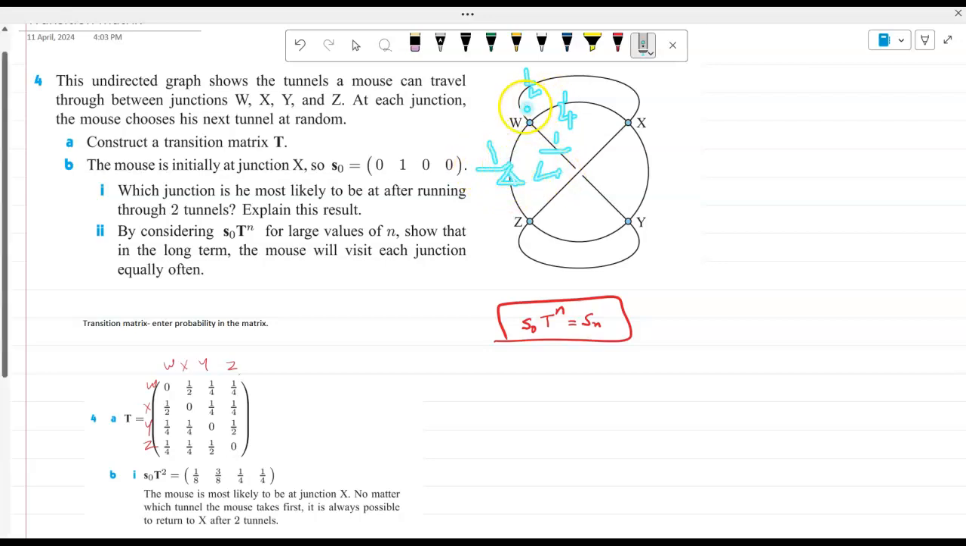Now from W to X, they have 1/4 plus 1/4. So W to Y will be 1/4. Like that you have to do. So X to W will be 1/2, X to Y will be 1/4. And W to Z would be 1/4, because you're taking one of these 4 routes. You have to interpret it that way.